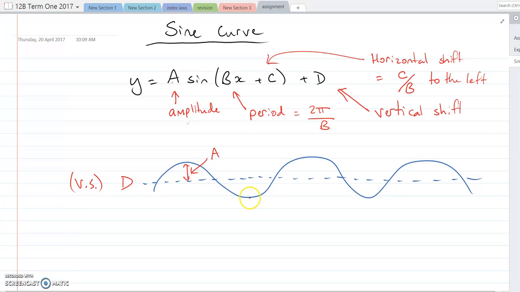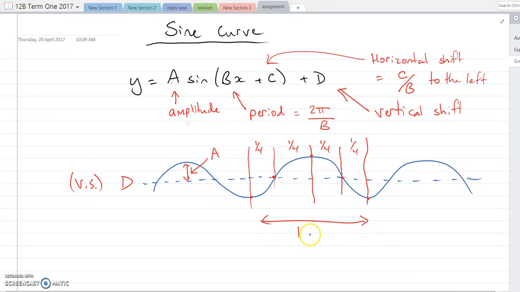Period. Now each of these segments, when you go from the middle to the top to the bottom and so on, each of these is 1/4 of a period. This is 1/4 of a period, 1/4 of a period, and so on. So this distance here, 4/4, that's 1 period.